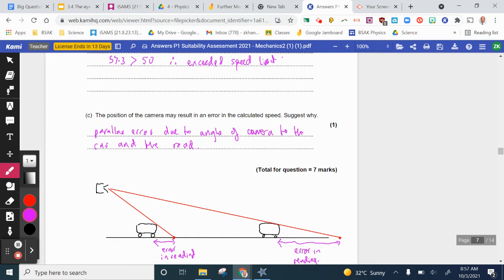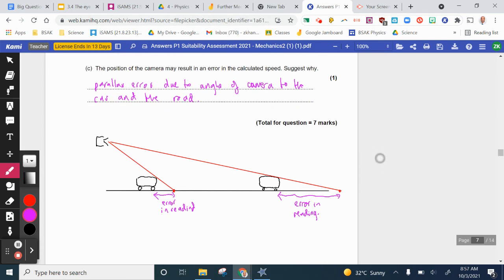And finally, part C, parallax error due to angle of the camera. So here's the picture. Camera suspended at a certain height. It will see the, let's say, front edge of the car with this position on the road, and then the front edge of the car with this position on the road. So there's an error in the reading here and the error in the reading here as well. That is called parallax error due to the angle of the camera.